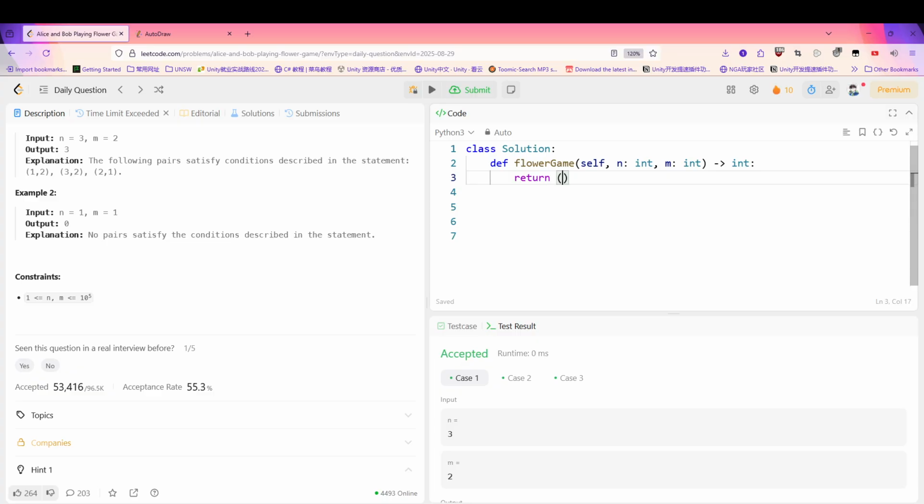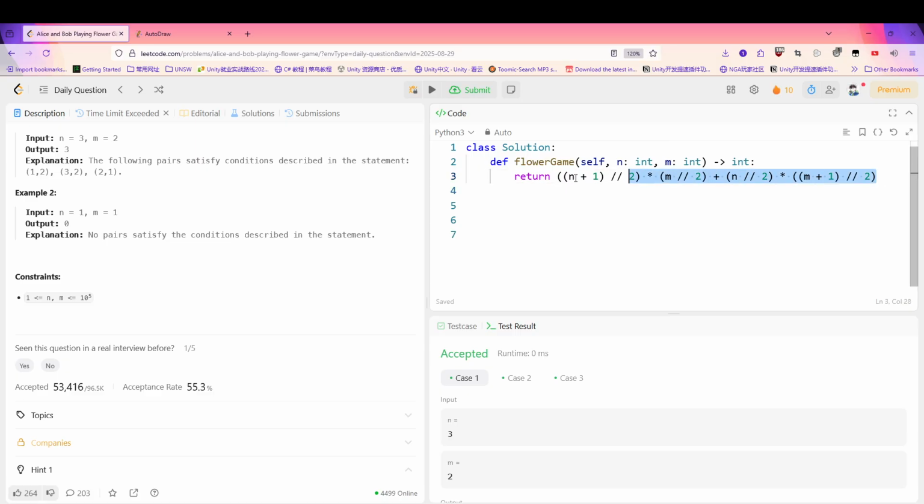Return n plus 1 floor division 2 multiplied by m floor division 2, plus n floor division 2 multiplied by m plus 1 floor division 2. This one gives the odd count, this is the even count, and this is the even count, right? And one shot, one KO.